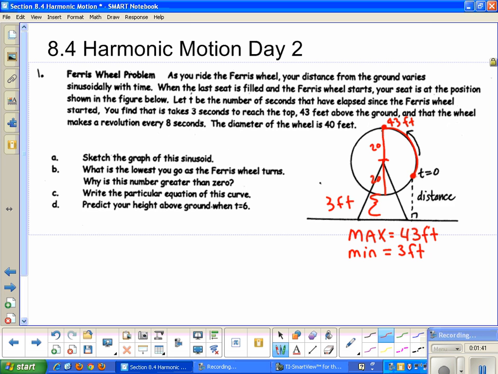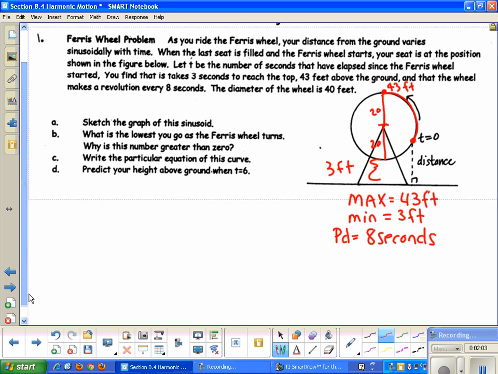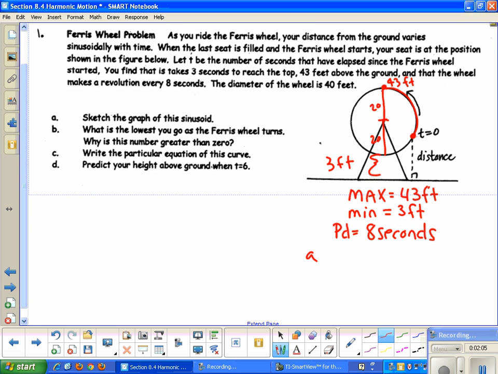Because we're trying to sketch a graph for this. The next thing I know is that it makes 1 revolution, so once around is 8 seconds. That would be the period. We can also figure out the b value from my equation, but we'll do that a little bit later. From this, if I know my maximum and minimum, I can figure out the amplitude of my graph, because remember, it's your maximum minus your minimum, divided by 2.